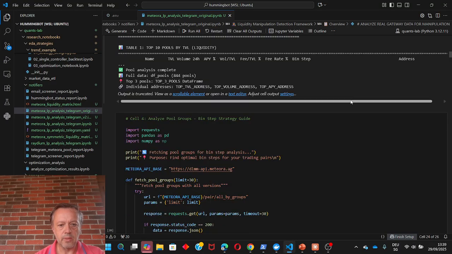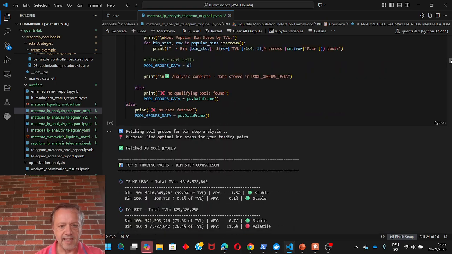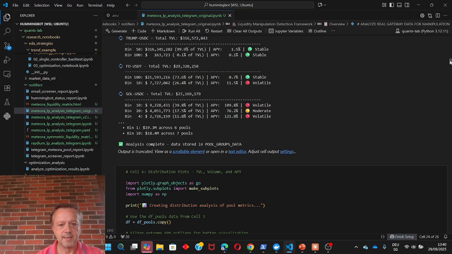Then, using more public API endpoints, we analyze pools grouped by bin step, building a bin step strategy guide. The output compares different bin layouts and setups for different tokens. It helps guide through which pools are available for the top tokens, or the tokens that the user of this notebook is interested in.